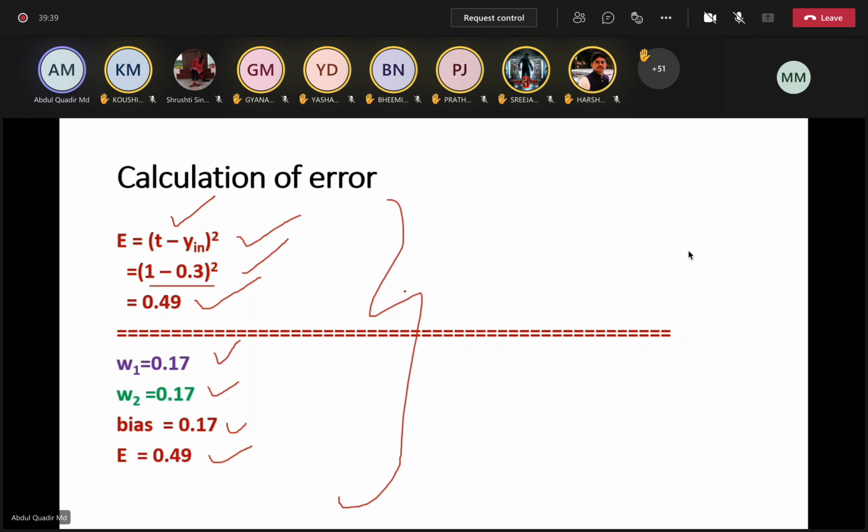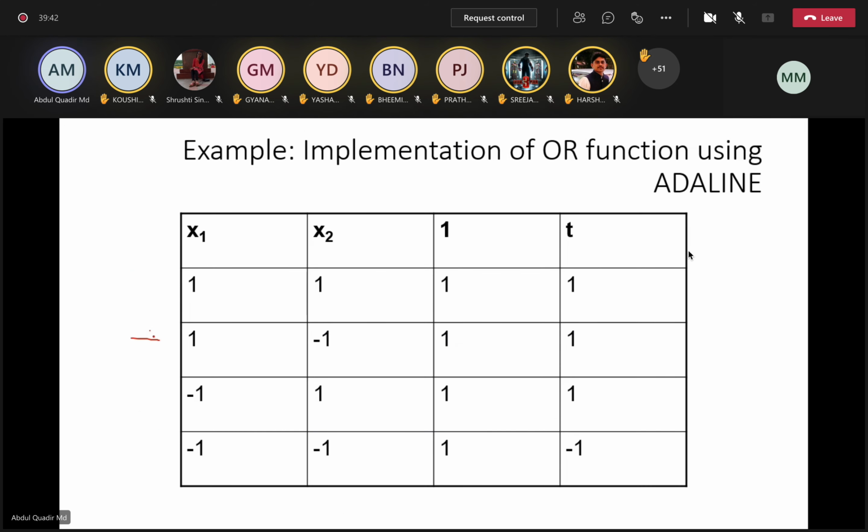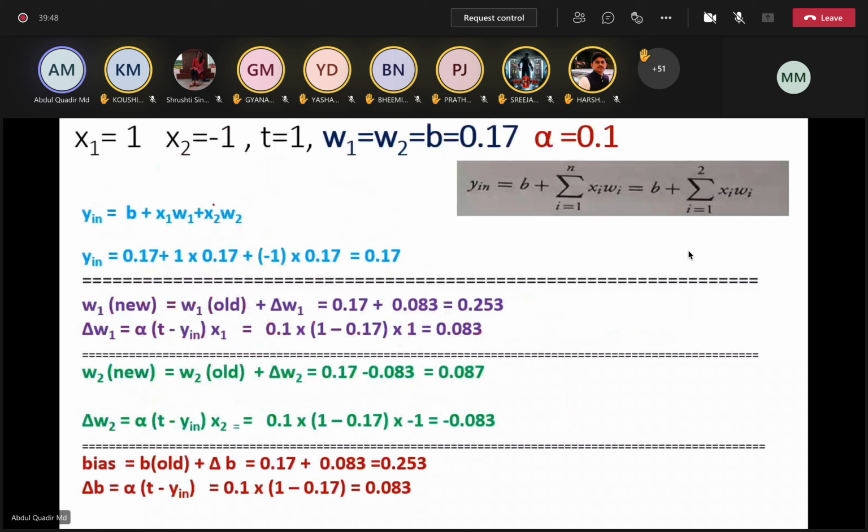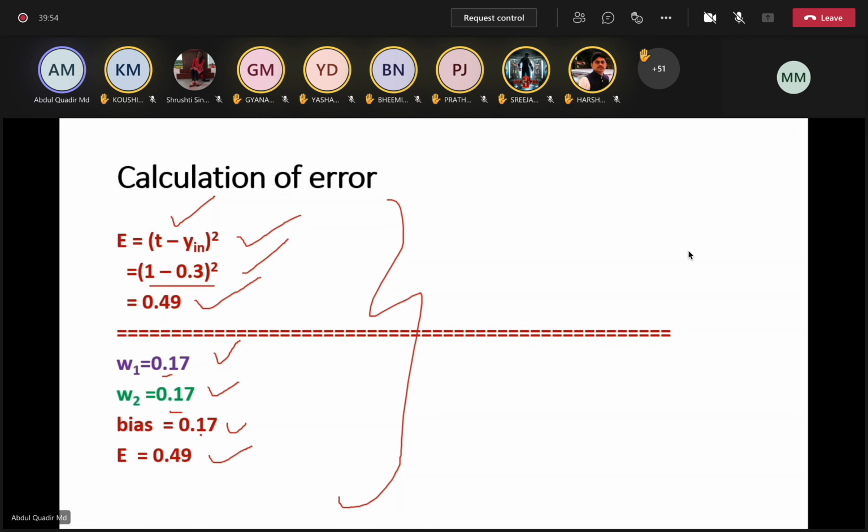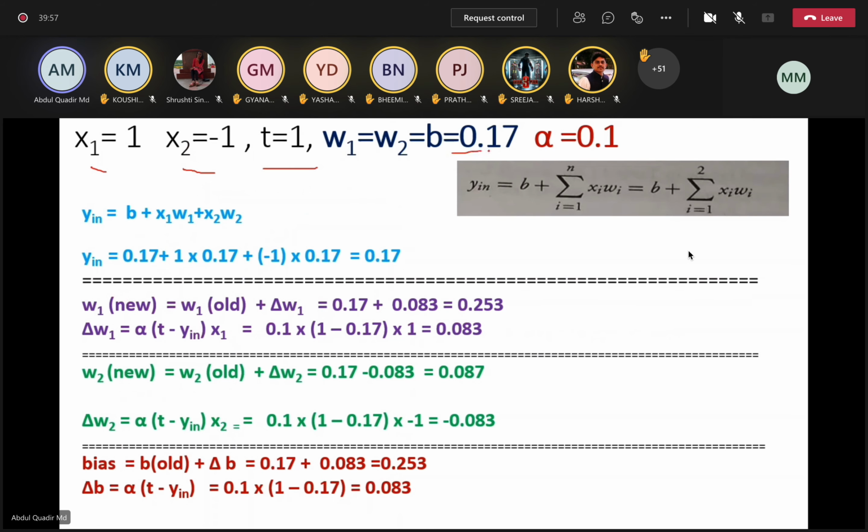Okay, so now we will go to the next input. What is the next input? 1, minus 1 and the target is 1. The new weights are 0.17, 0.17, 0.17 and alpha is 0.1. Now calculate the same process. So yn equals bias plus W1 x1 plus W2 x2: 0.17 into 1, 0.17 into minus 1, and bias 0.17. When I do the math, this and this get cancelled, and I get this.